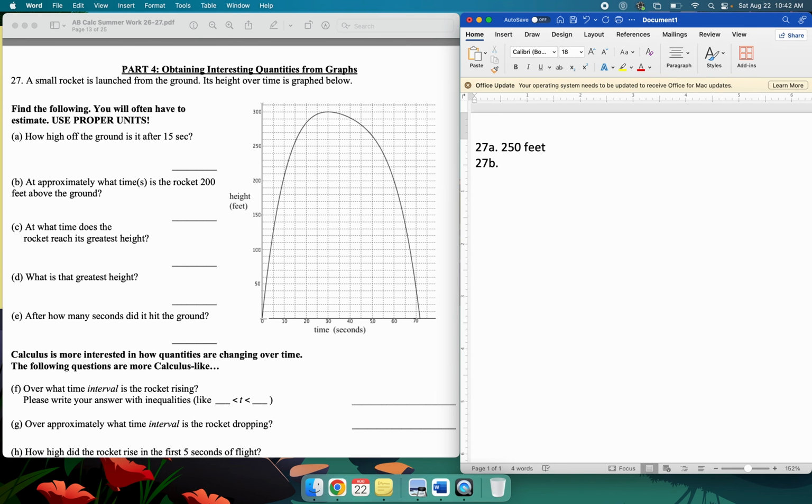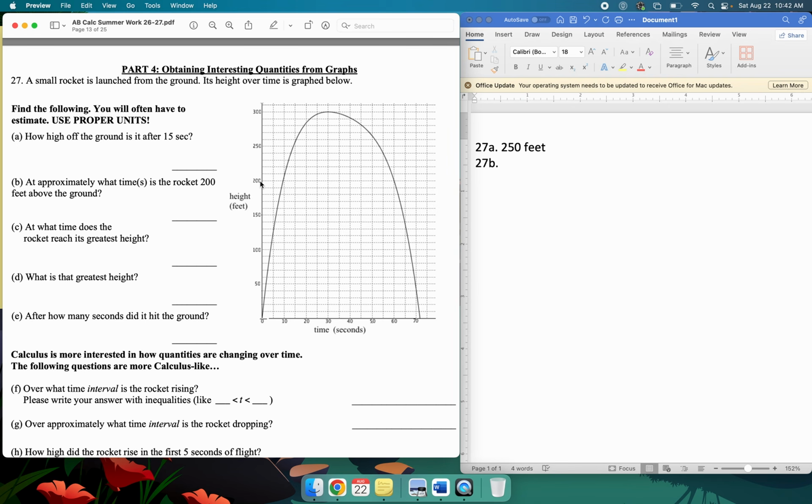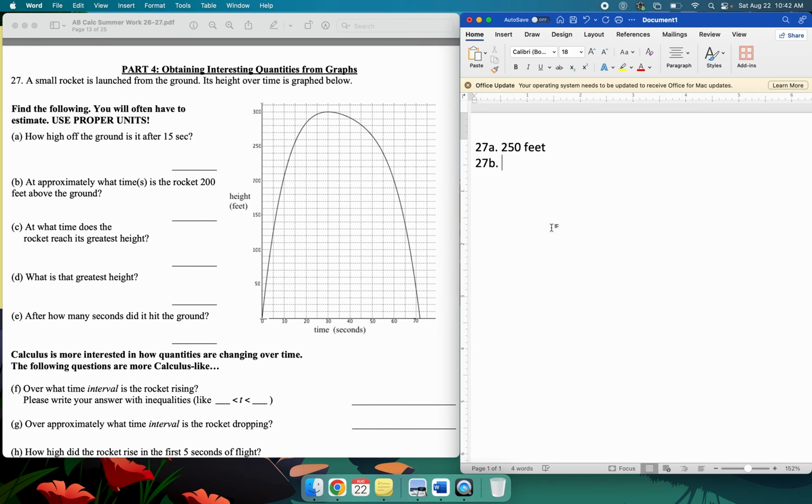27B, at approximately what time is the rocket 200 feet above the ground? So I just look at 200 feet and I ask, when does that occur? Looks like 2 times. Once at 10 seconds and again at 60 seconds. So 10 seconds and 60 seconds.